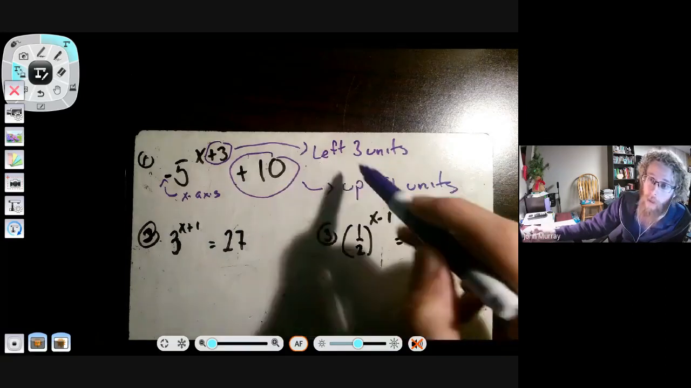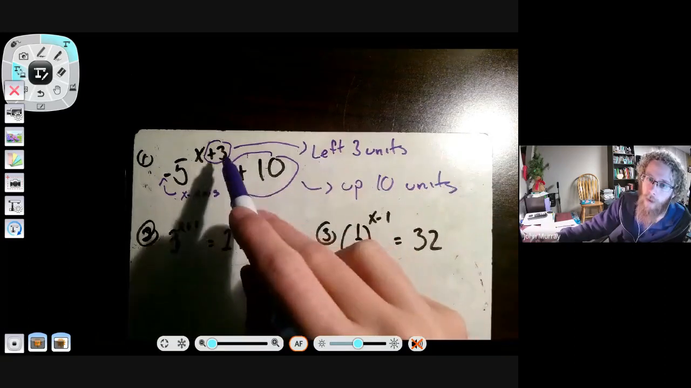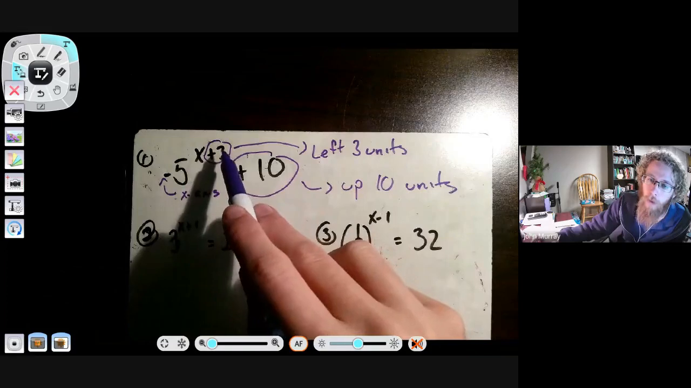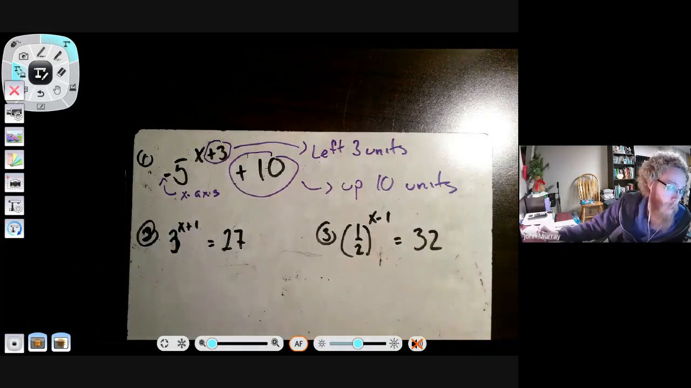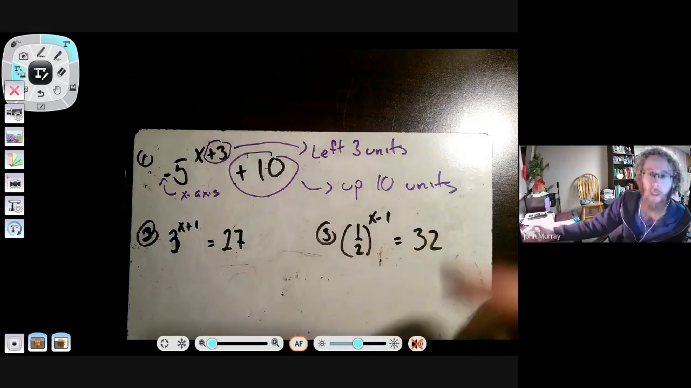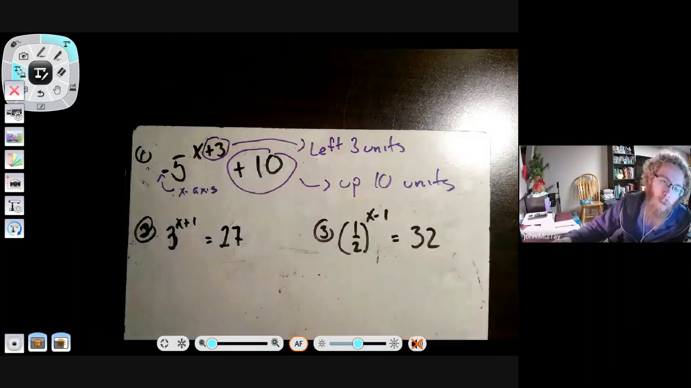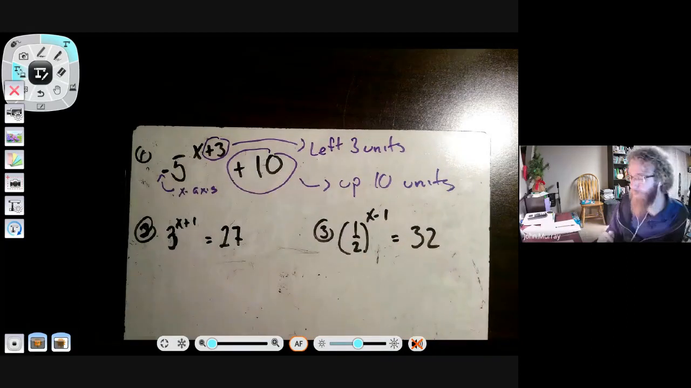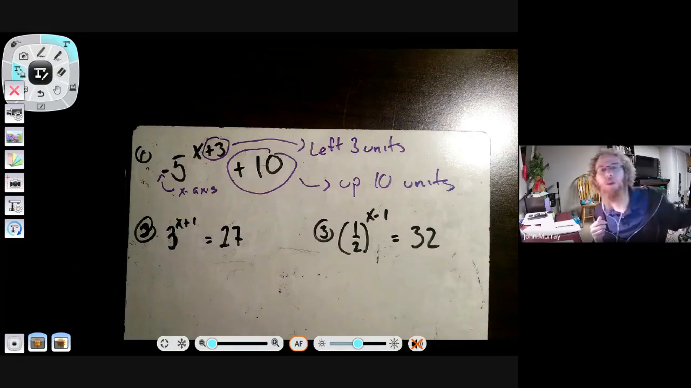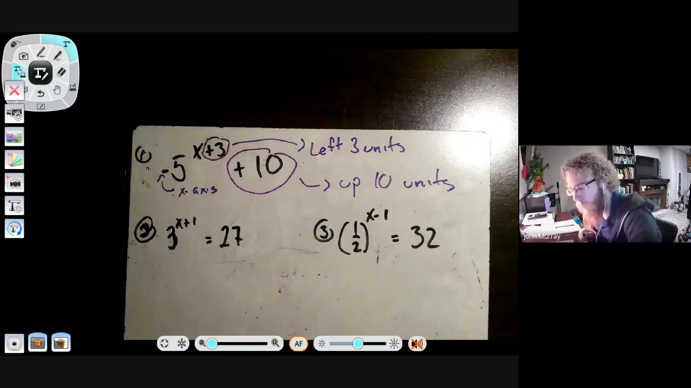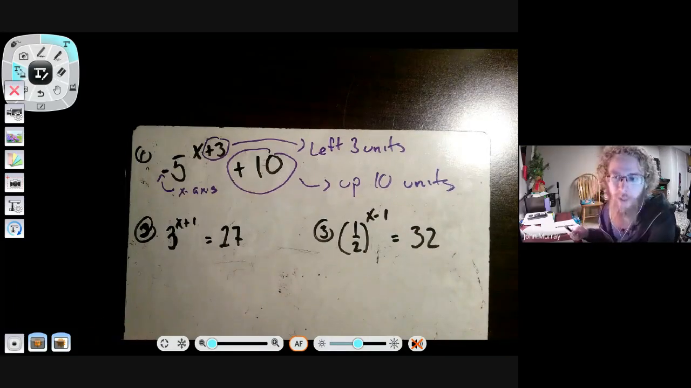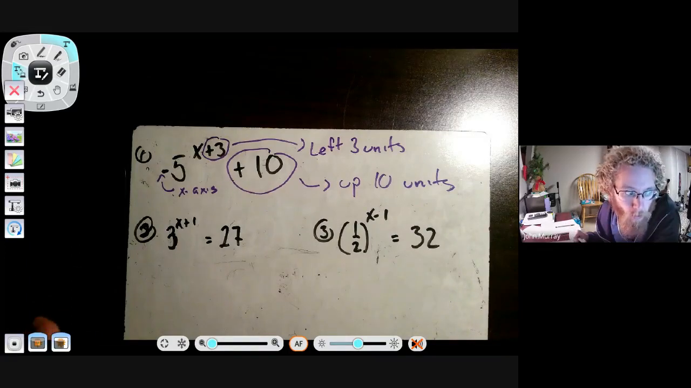Some of you had these two switched around. I think some of you put up 3 and left 10. So you had the right idea, you just swapped places. So just be careful with that. For the next ones, you actually had to solve, using the one-to-one property. Your goal was to find a common base, and again, common bases are usually prime numbers. So you're looking for 2, 3, 5, 7, things like that.